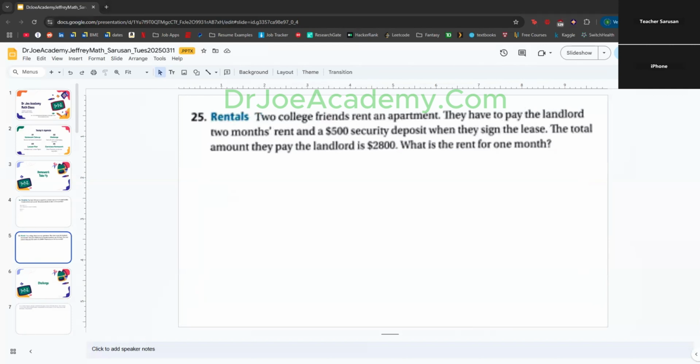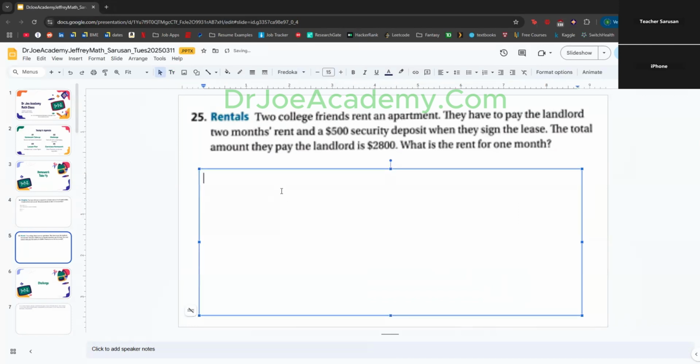So two college friends rent an apartment. They have to pay the landlord 2 months of rent and $500 security deposit. When they sign the lease, the total amount that they pay the landlord is $2,800. What is the rent for 1 month? So how would we solve this? What's the first step? Okay, so you do 2800 minus 500, so it's 2300, and then you divide that by 2. So the total rent is 1150.